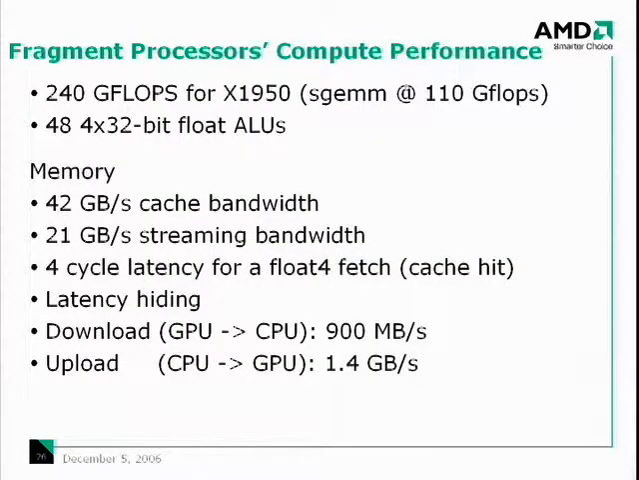This is just a recap of the compute performance. I've already talked about most of this stuff. 240 gigaflops, a quarter of a teraflop, is not to be sneezed at, at least if you can really get it. And the memory bandwidth is kind of the same thing, also very high, much higher than most CPUs are going to give you. We have low latency for getting 4 floats out of a cache. And here I'm just talking about the fragment processors. This isn't even the rest of the chip. And then we can transfer data quite quickly to and from the GPU memory.